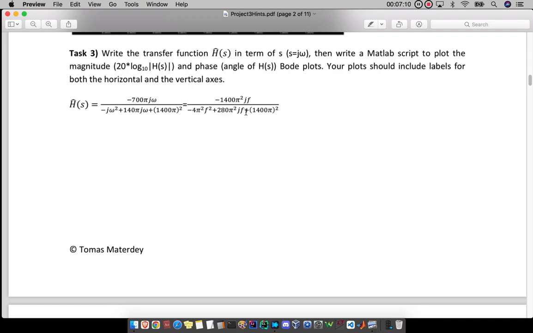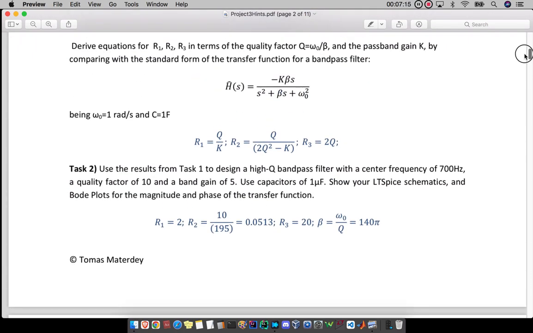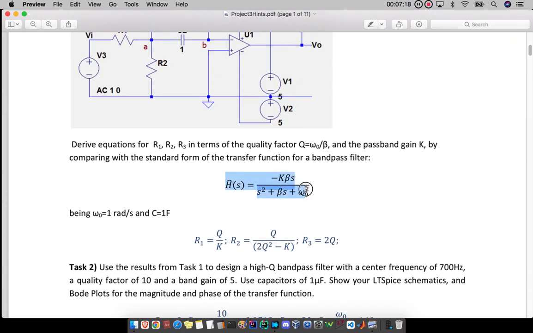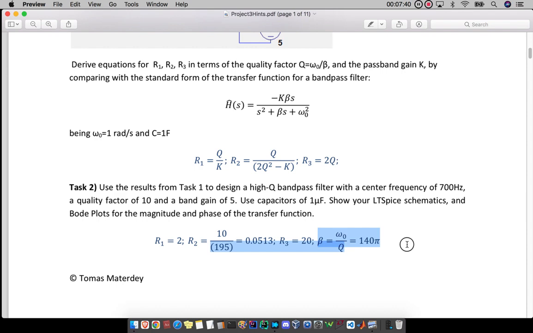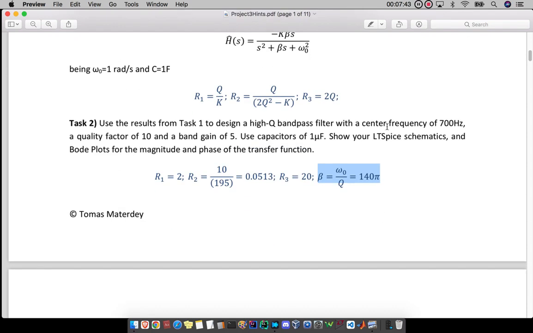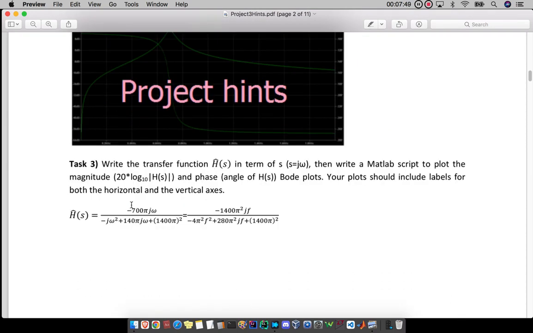So how did we get this? Basically, you just follow this transfer function here from task 1. In this case, the same values, where k is still the band gain of 5, and Q is still the quality factor of 10. Now, the bandwidth is 140 pi, so yeah, right here. That's how you get this.